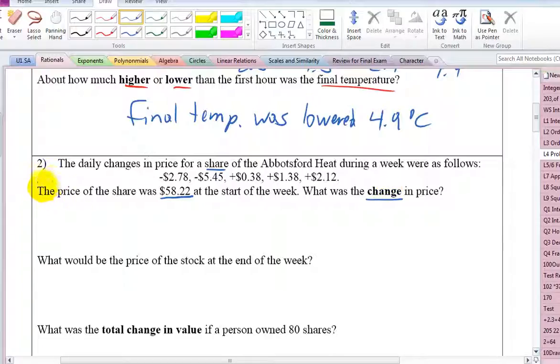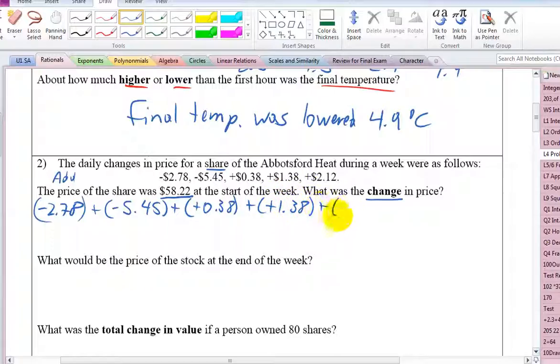So again, we're going to add them. So we're going to get negative $2.78, and we will plus a decrease, plus an increase, plus an increase, plus another increase. And all of you will say, but Mr. Barker, why don't we just go subtract? And I'll say, that's what happens, but you should understand we're adding the changes.